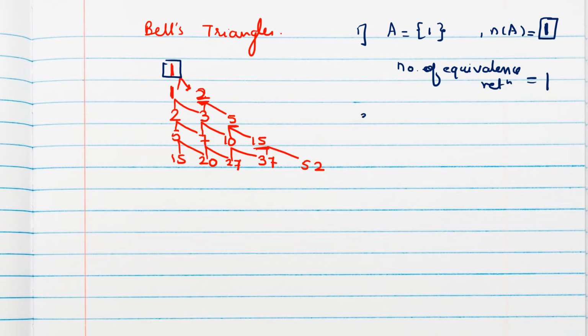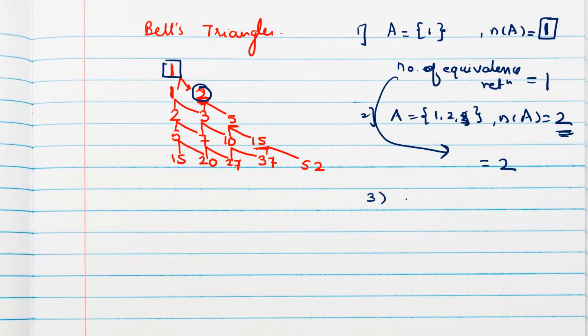Similarly, let me take only 2 elements. So n of A will be 2. So for 2 elements, we will check the second row, and the last element of the second row is 2. So the number of equivalence relations will be 2. Similarly, if n of A is equal to 3, suppose A is equal to {1, 2, 3} is given, that time you check the third row and the last element, that is 5. The number of equivalence relations will be 5.